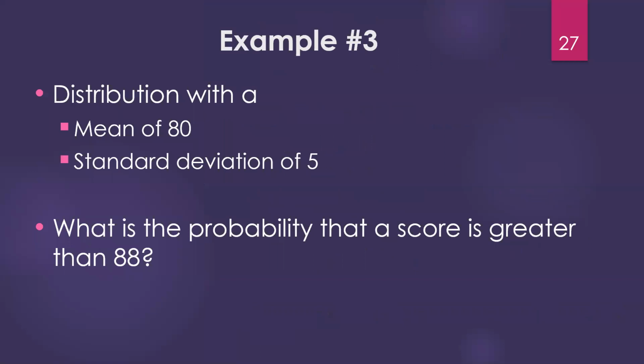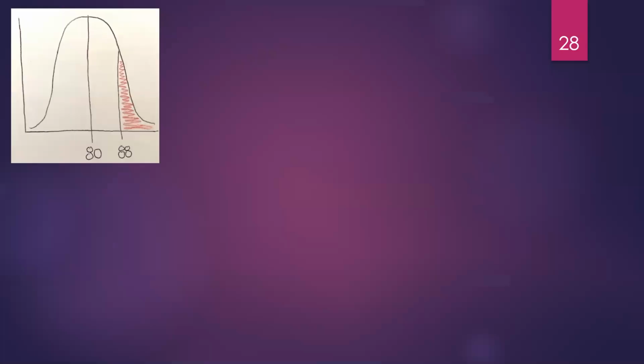So now that we can't just rely on that area under the curve image, and if we have a z-score that's not perfectly 1, 2, or 3 and we need to use the chart, let's do the steps for these ones. So if we had a distribution with a mean of 80 and a standard deviation of 5, what's the probability that a score is greater than 88? First step, always, always, always draw your curve and shade in the area you're trying to find.